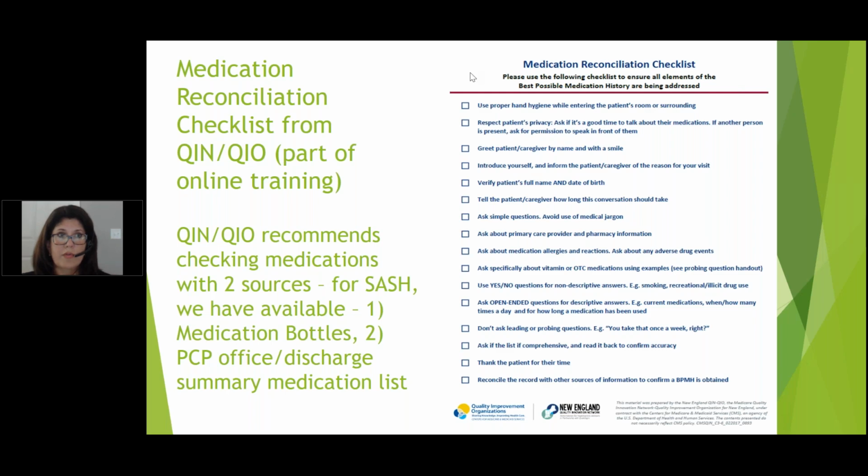Now, these tools are from that Quality Innovation Network that I discussed. And this is part of the online training. This is a medication reconciliation checklist. The Quality Innovation Network suggests having 2 sources available to go through and create the best possible medication history. And those 2, we usually have available. One is the medication bottles themselves. And then the second one is the primary care office after visit summary or the discharge summary as well.